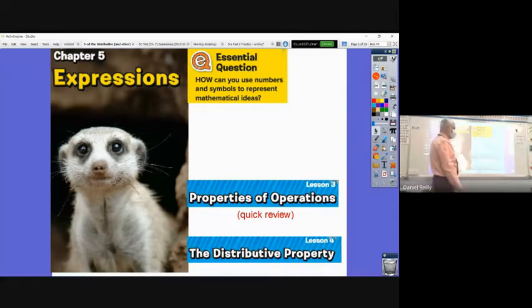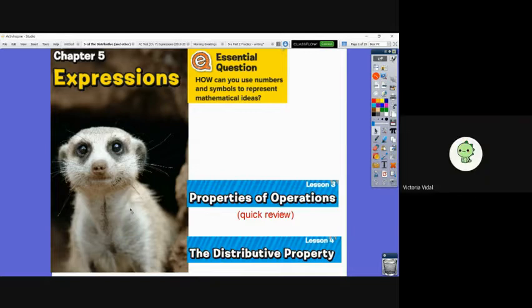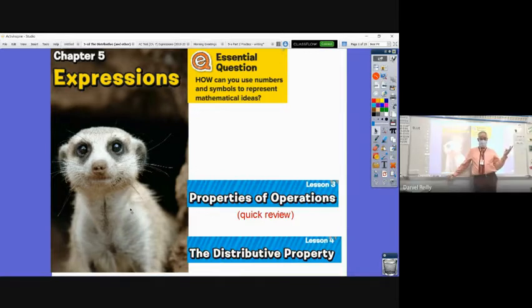All right, properties. What kind of properties do you remember besides the distributive property? What kind of property? Commutative? Distributive? Starts with an A. Associative? Associative. Identity? And identities, very good. Those are the properties, okay?